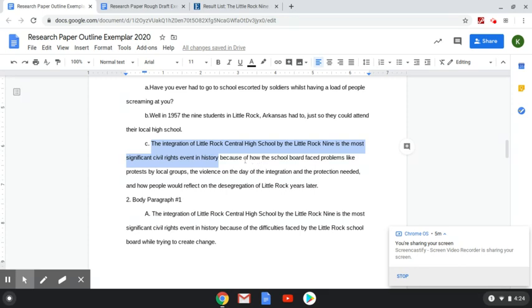Well, they give us three reasons, right? So the first reason is because of how the school board faced problems from local groups. Second reason, the violence on the day of the integration and the protection needed, presumably for students. And then the third reason is it's the most significant civil rights event because of how people would reflect on that desegregation of this high school in Little Rock years later, right? So as the reader, when I read this, that tells me this is an effective thesis statement. I know what the claim is. I know the three reasons that are going to be used.